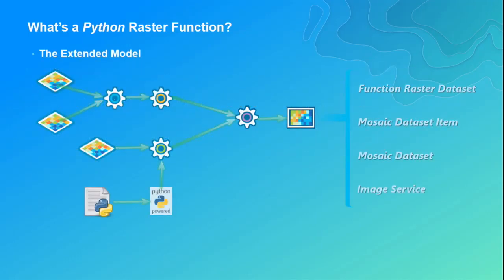So let's take a look at the same model but with a Python function. Here, this cog right here is a Python function. It's the adapter function. We have your Python code here, we have the adapter function, and then it just sits in a model just like anything else. And again, it can be used across the board with your raster data sets, mosaic data set items, mosaic data set, and image service.